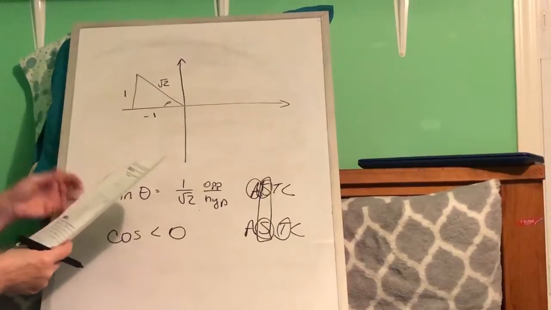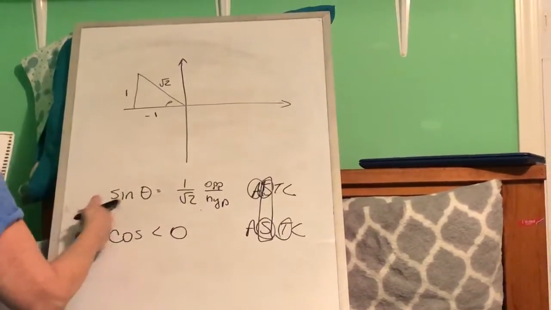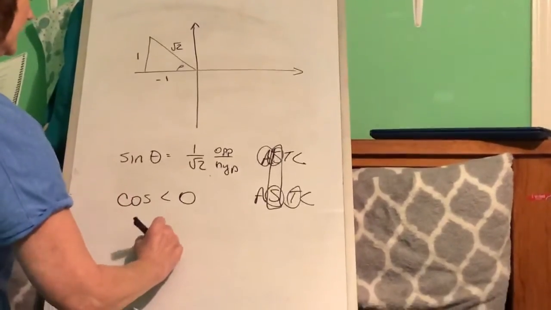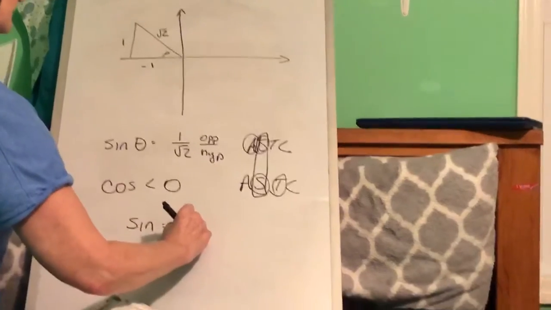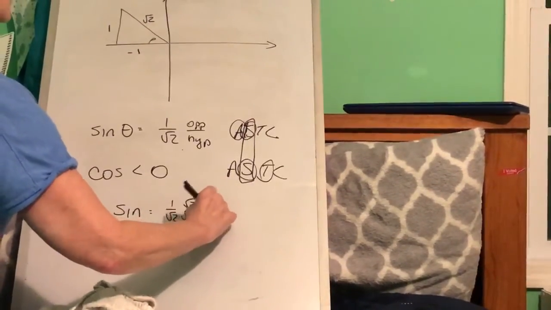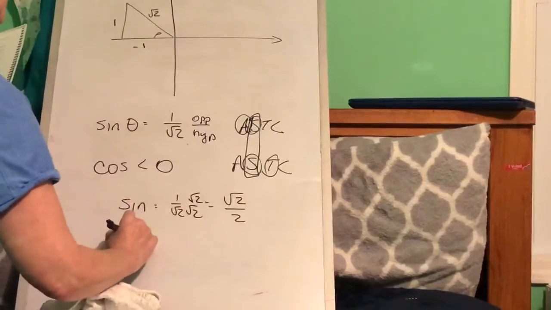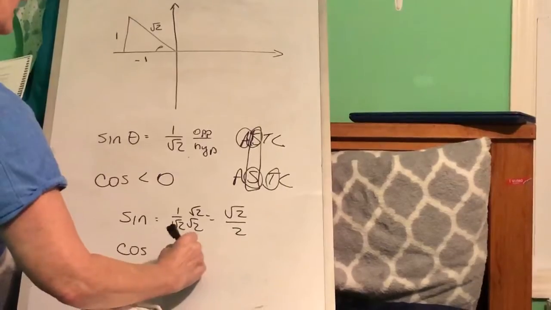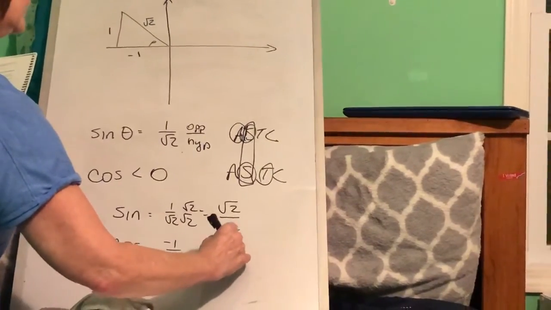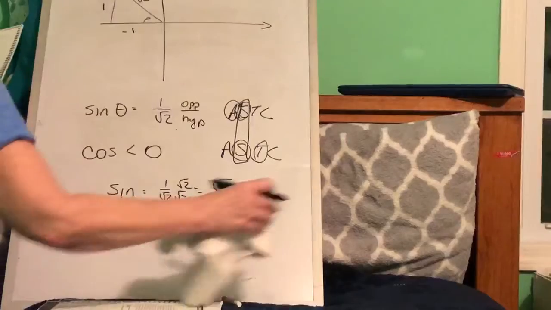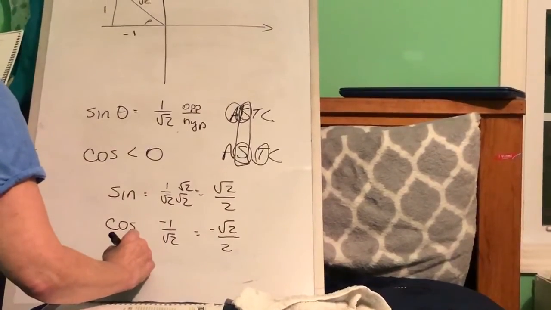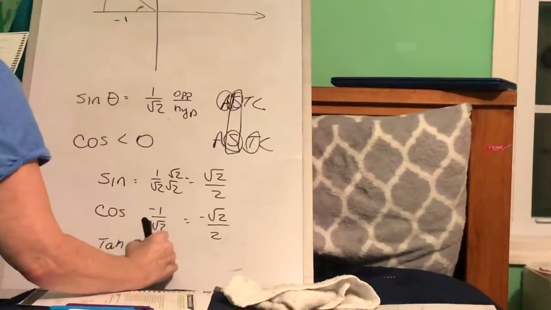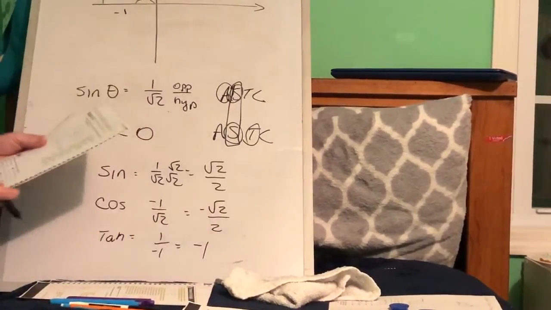And then what the question asks is to find the other two trig functions. So I know the sine of theta is 1 over the square root of 2, which must be now at this point rationalized. Okay, and then the cosine here is going to be negative 1 over the square root of 2, or negative square root of 2 over 2, and then we will find that the tangent will be equal to opposite over adjacent, 1 over negative 1, which simply reduces to negative 1.